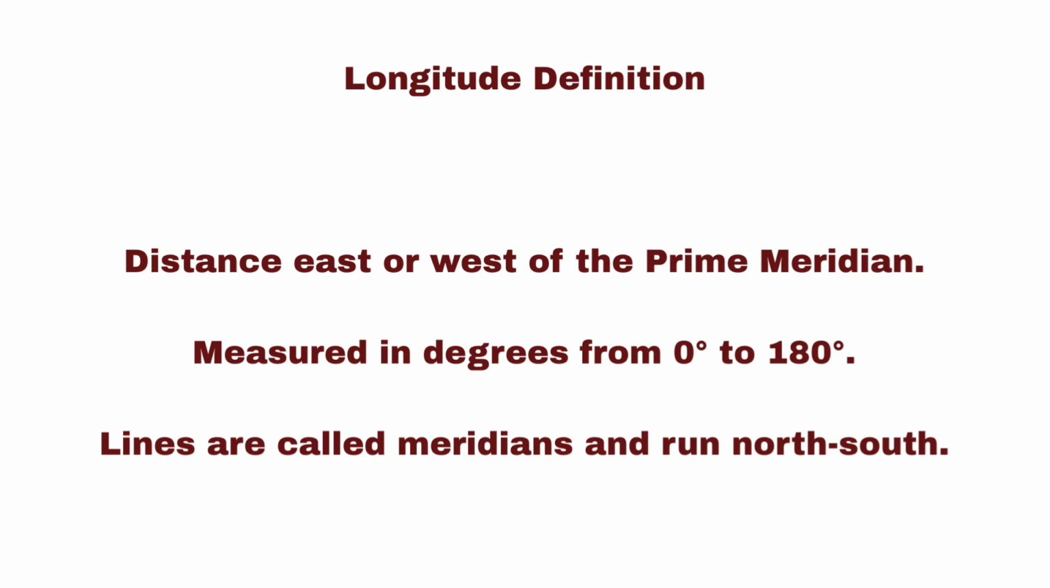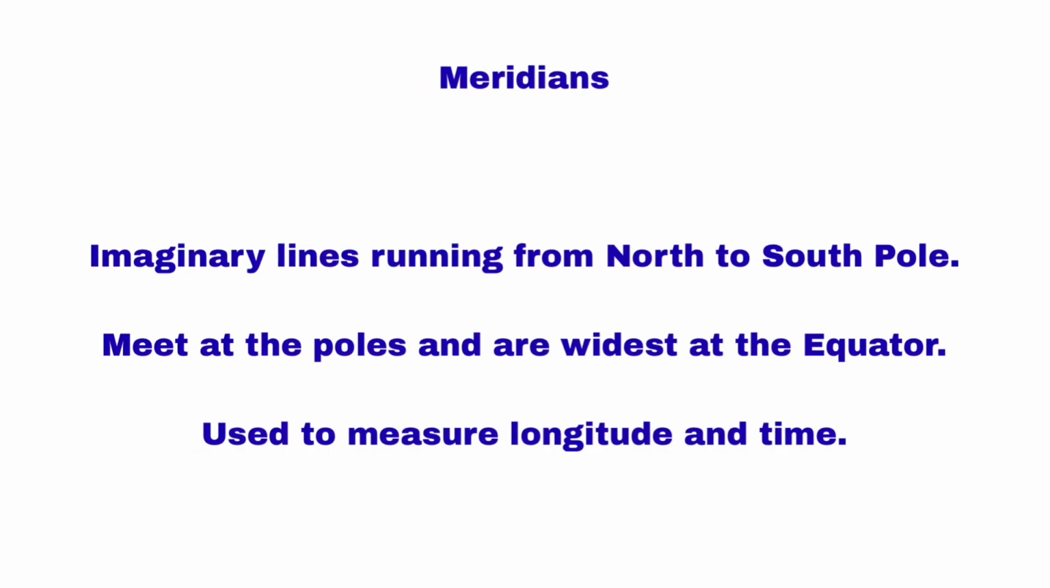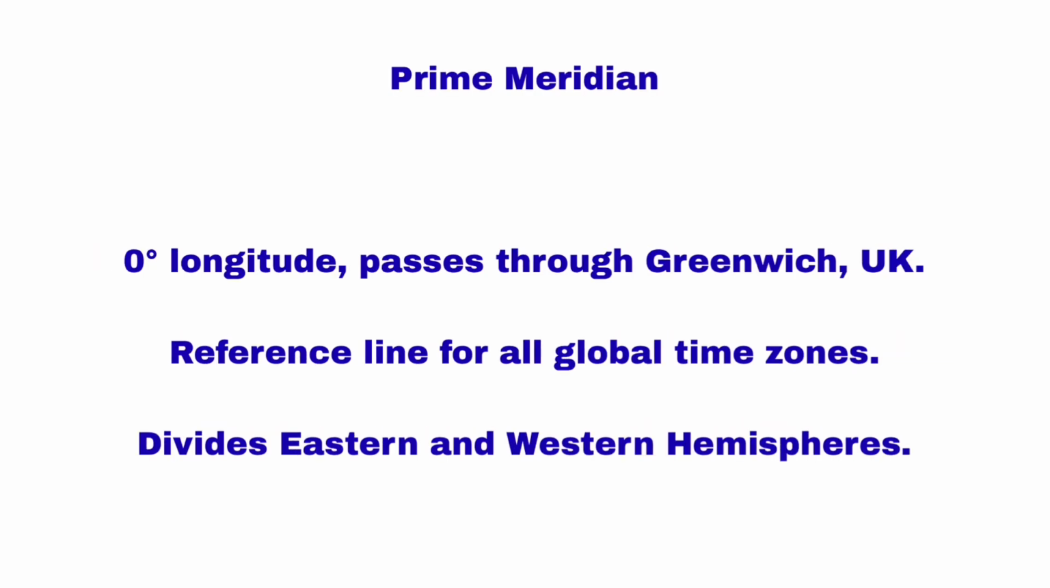What are meridians now? Meridians are the imaginary vertical lines of longitude joining the North Pole and South Pole. All meridians are of equal length. They meet at the poles. They help divide the earth into eastern and western hemispheres.